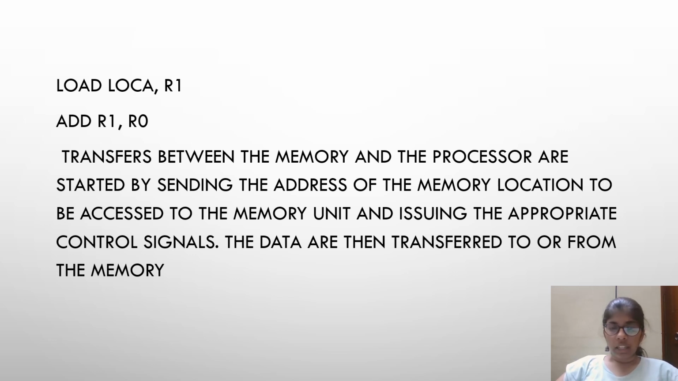Transfers between the memory and the processor are started by sending the address of the memory location to be accessed to the memory unit and issuing the appropriate control signals. The data are then transferred to or from the memory.